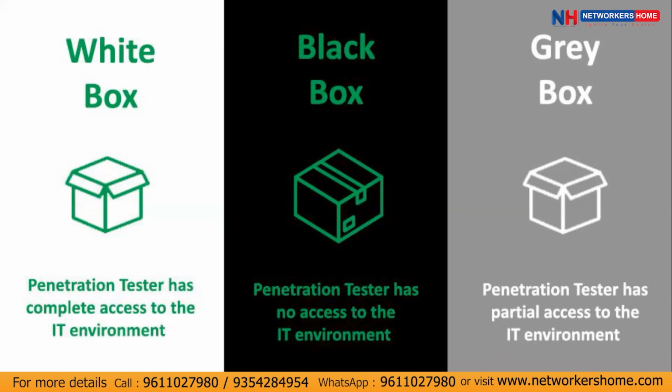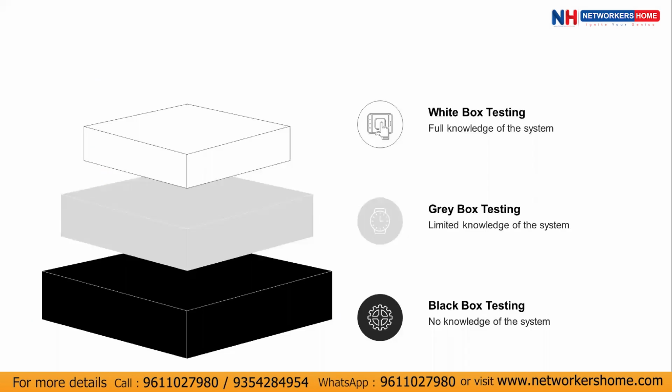Black box means the pen tester has no access to the IT environment. Externally, as an attacker or real hacker, they try to gather public information, perform attacks, and check the security. And gray box is partial access. Something they know, something they still don't know, and they perform pen testing. And with that, if you want to compare by level of security, okay, this is what you can see here in the slide.